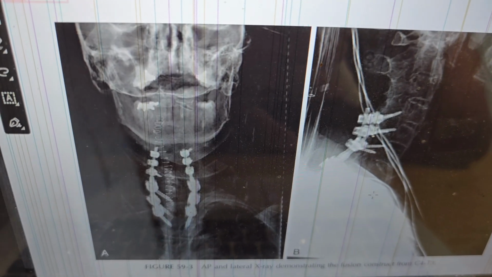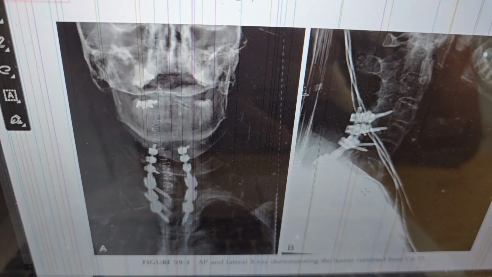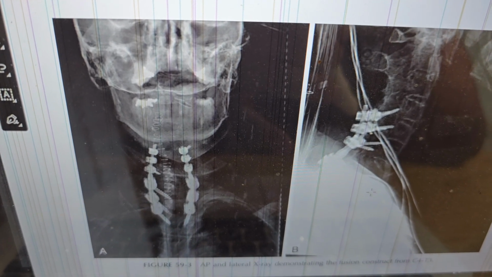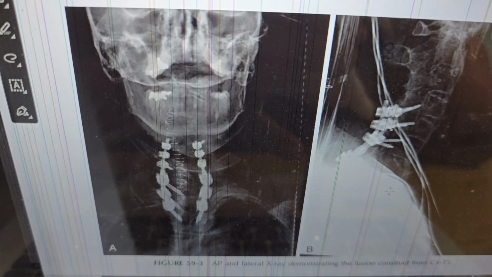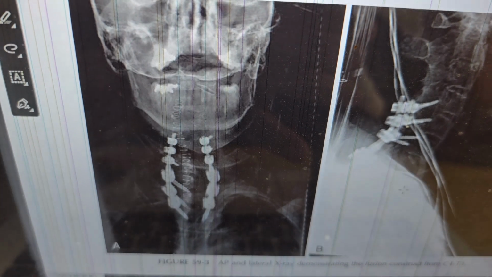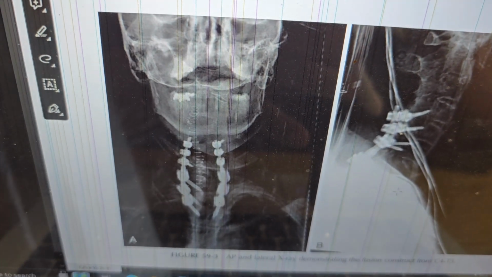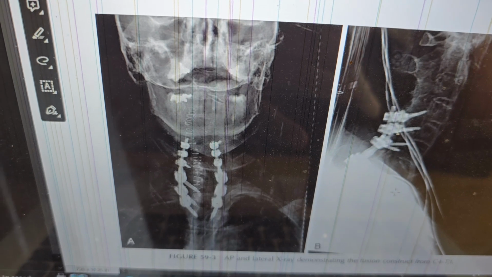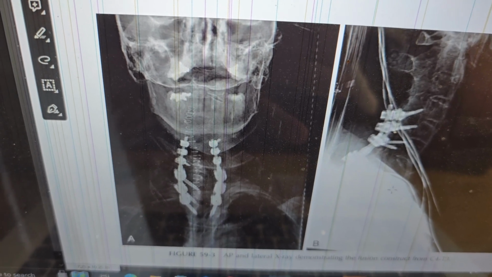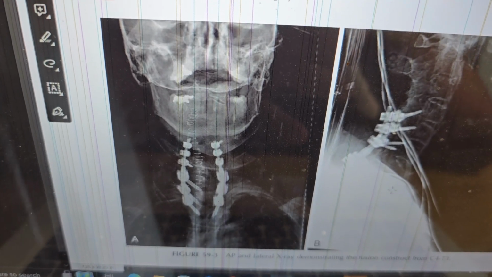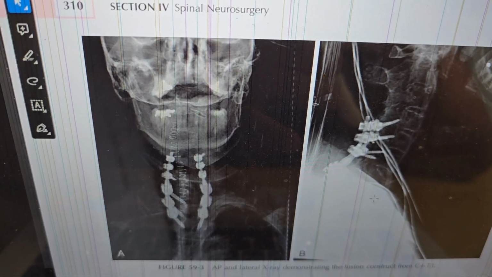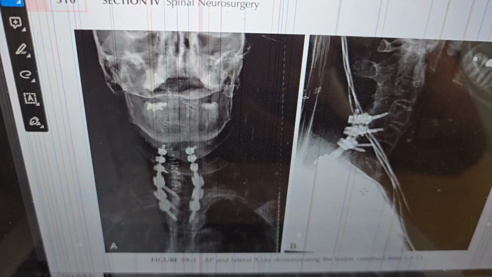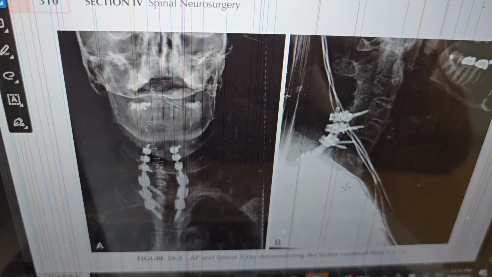This picture is also from the internet, and I want to show you how long we go from the posterior in the lateral view, and in the other view you can appreciate how long and extended the lateral mass screw and pedicle screw fixation is in the cervicothoracic level, and how we try to stabilize the spine in that specific case.